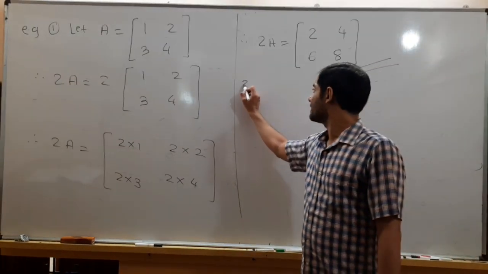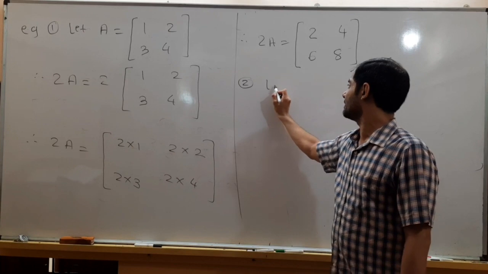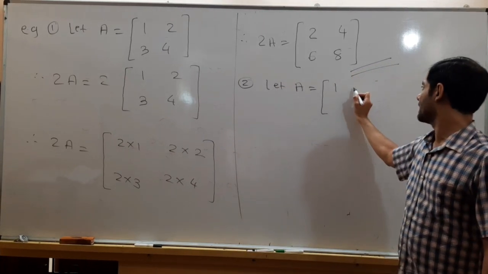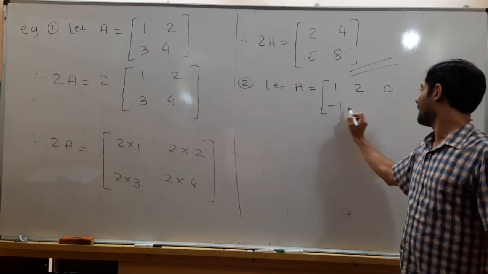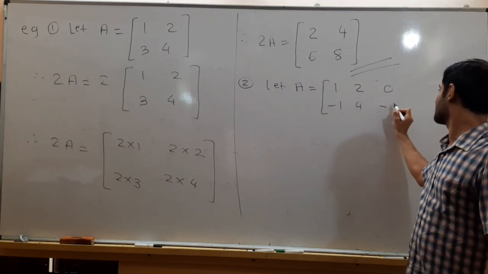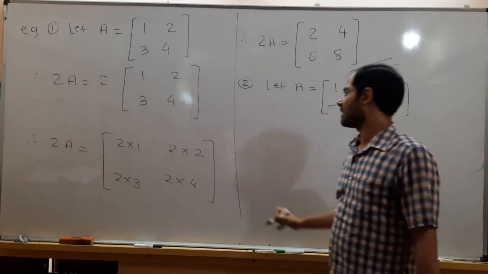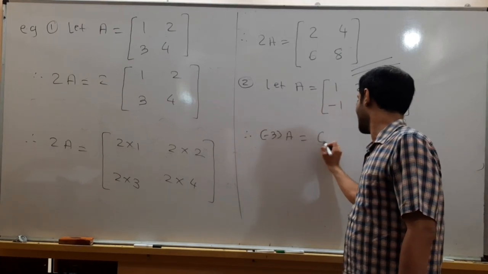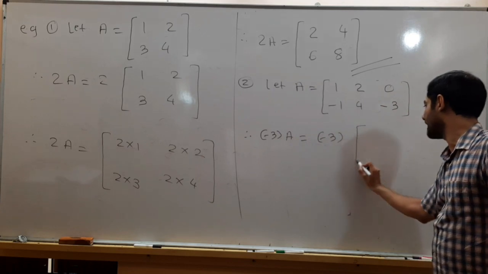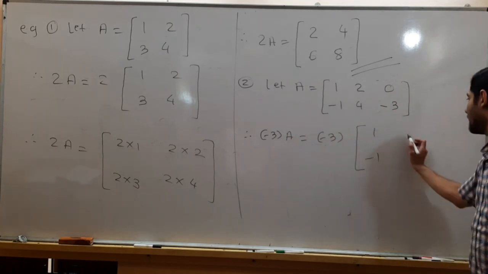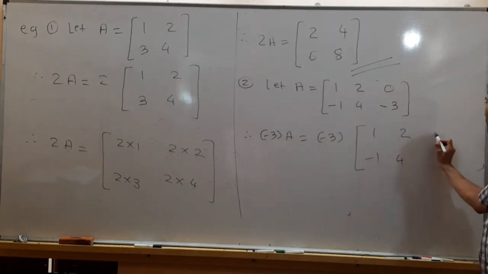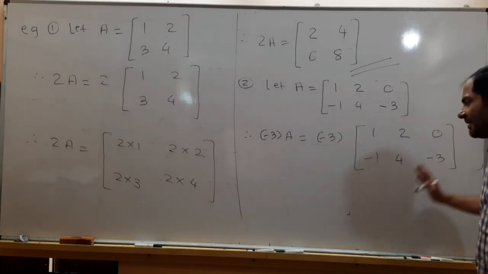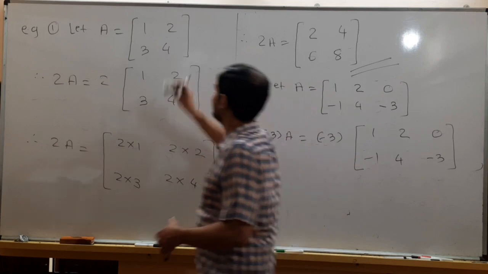Now let me do it directly for another example. A is equal to [1, 2, 0; minus 1, 4, minus 3]. Suppose they have asked minus 3A. So I will write minus 3 into this matrix, and I will multiply minus 3 with every element. So minus 3A.